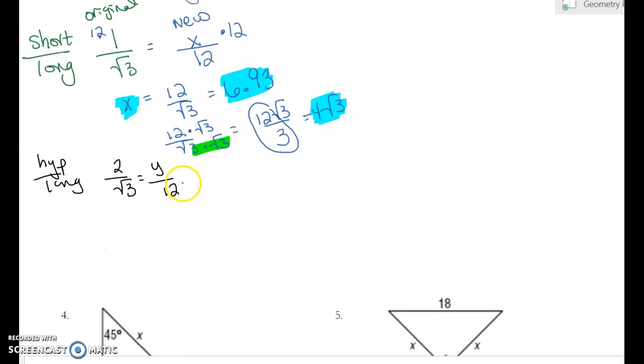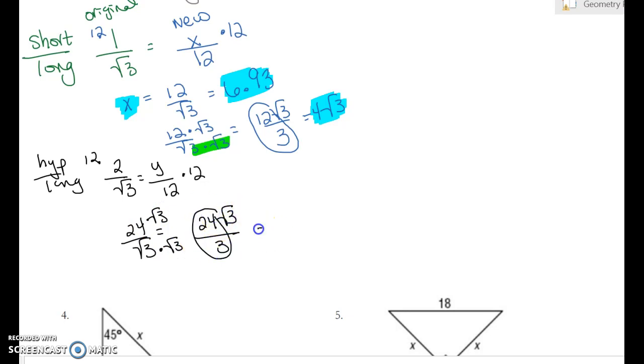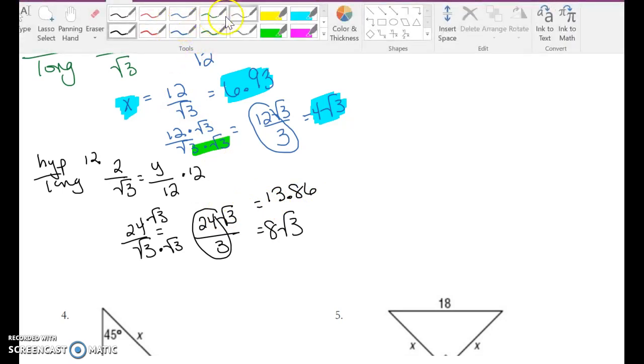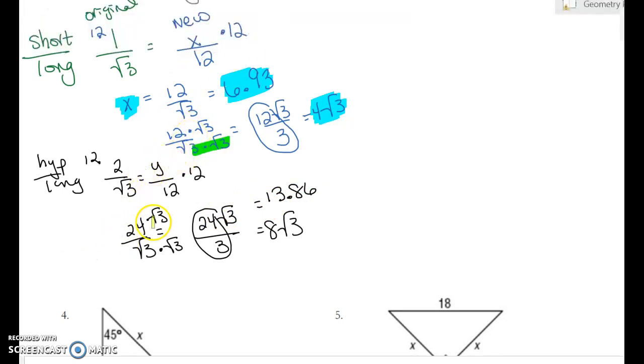So you should have multiplied, and that would have given you 24 over square root of 3. If I rationalize that by multiplying by the square root of 3, I get 24 square root of 3 over 3. And then you can reduce that and you get 8 square root of 3. If you just did the calculator, which is totally fine, you would do 24 divided by the square root of 3, then it's going to be 13.86. So those are my answers for y. Oops, right here.